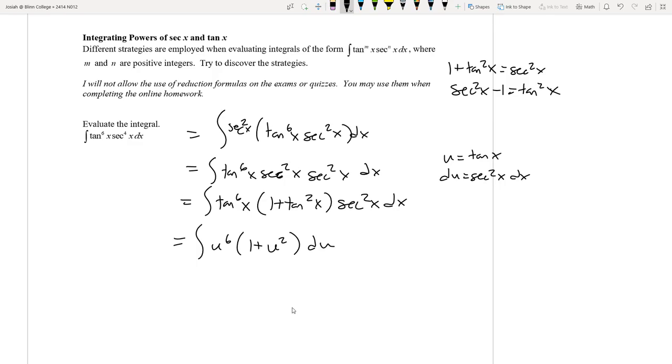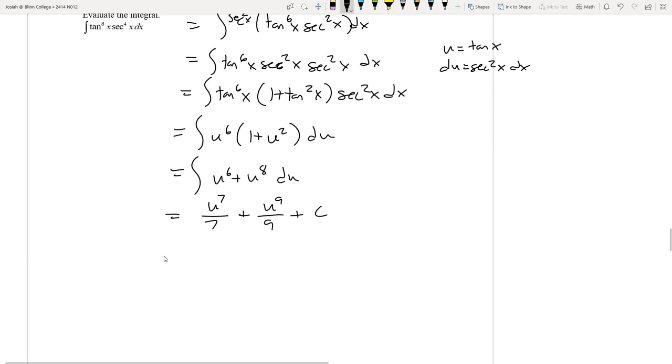Now this is definitely something we can handle. We multiply this in: u to the 6th plus u to the 8th. Now it's just a matter of doing the power rule. So we get u to the 7th over 7 plus u to the 9th over 9 plus c. Now we can make our swap: u is equal to tangent of x, and that should do it. So tangent to the 7th of x times 1/7 plus tangent to the 9th of x times 1/9 plus c.